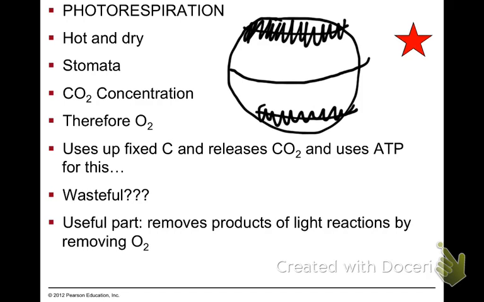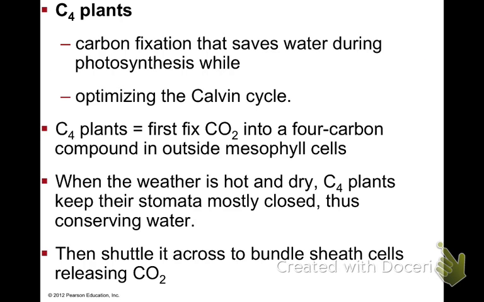All right. So we can go ahead and look at how the plant evolves in different regions where it is constantly hot or dry. Okay. So think about it like this.